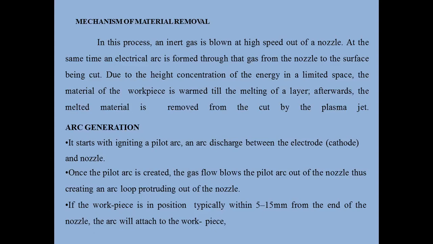If the workpiece is in position, typically within 5 to 15 mm from the end of the nozzle, the arc will attach to the workpiece. Hence, the arc generated is going to remove the material from the required workpiece material. This is how the material removal mechanism and arc generation work in a plasma arc machine.